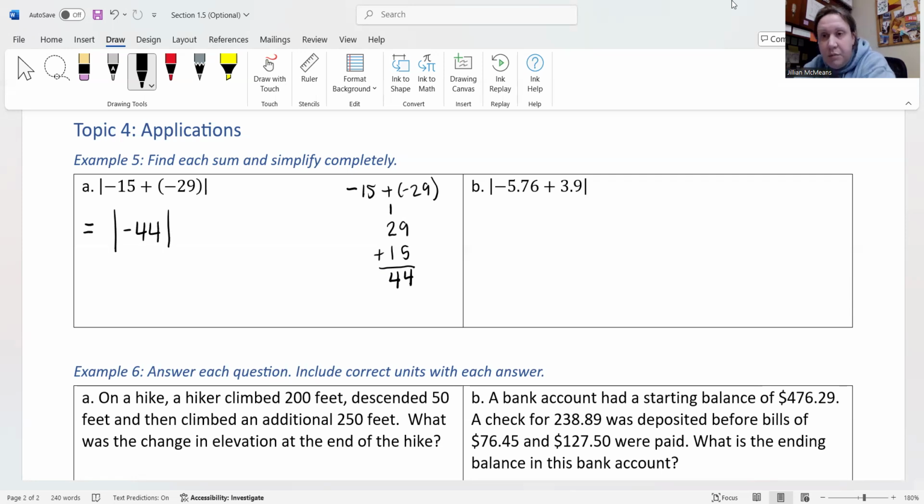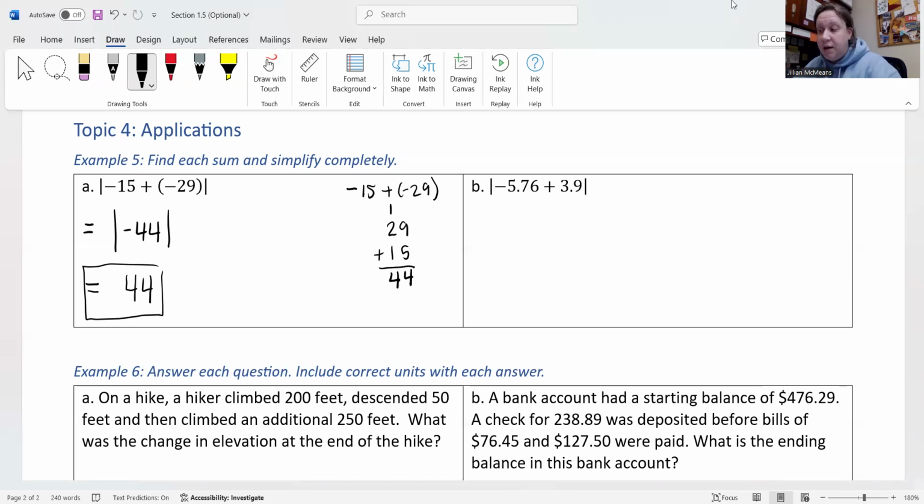But remember from a previous video, absolute value represents a number's distance from 0. So how far is negative 44 from 0? Well, it's 44 units to the left of 0. Distance is positive. Whether you're to the left or to the right of 0, you're still a positive number of units away. So in this case, we would say the absolute value of negative 15 plus negative 29 is the absolute value of negative 44, which is positive 44. So let's try another one like that.